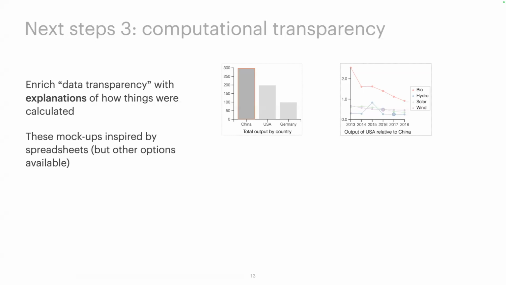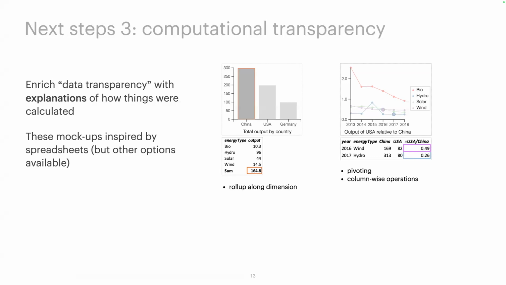So for example, suppose we select a bar in a bar chart here. As well as being able to summarize the four pieces of data that were relevant, we can actually produce an explanation that shows that they were added together to compute the height of the bar. And over here, we might select these two points in the scatter plot and see that each point was computed by dividing the USA and China data in a particular row of the data set.